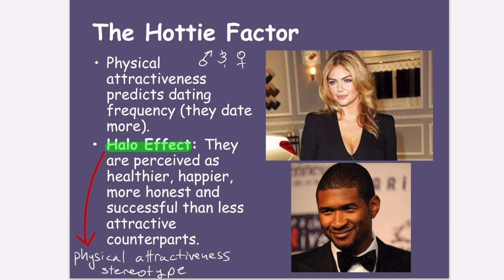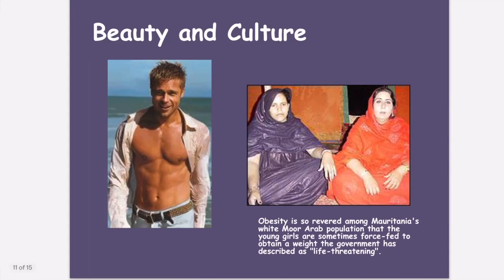Now, when it comes to physical attractiveness, that's going to vary by culture and among people. Different cultures are going to have different standards or beauty standards that they try to live up to. Okay, so for instance, in the country of Mauritania, obesity is revered, meaning it is respected, it is desirable. So young girls are sometimes force-fed to obtain a weight that the government has described as life-threatening. Whereas in America, we have the opposite end of the spectrum, where you'll have body shaming of people or fat phobia against people who are perceived as overweight. And we have a lot of our social media pointing towards losing weight or different methods to lose weight. So you can have different beauty standards depending on the culture and the time period.